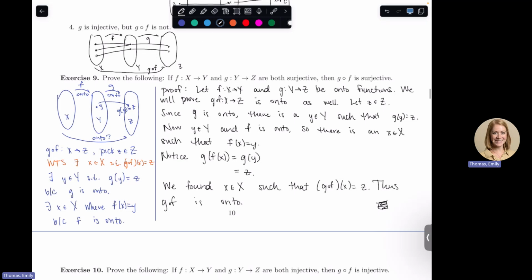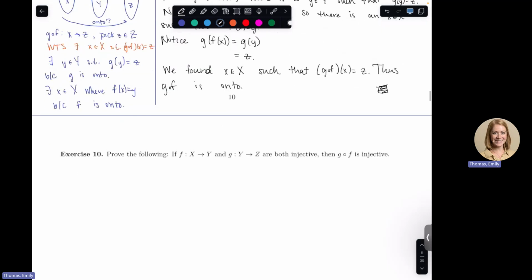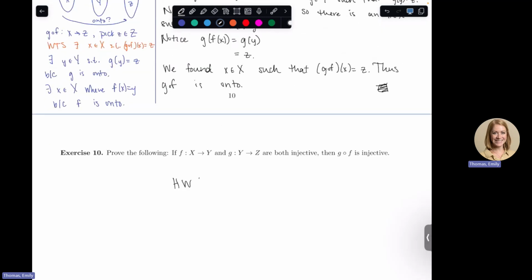Okay. Number 10 is on your homework, so I'm not going to do it for you. It's on what is actually homework number 9. Have fun.